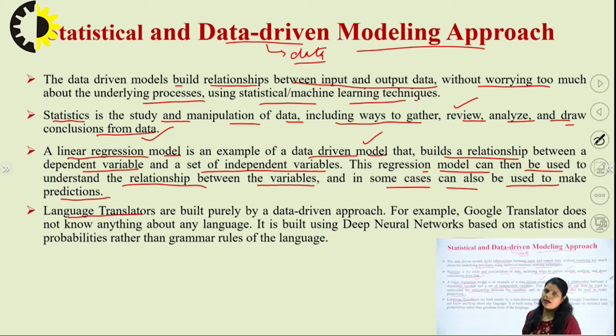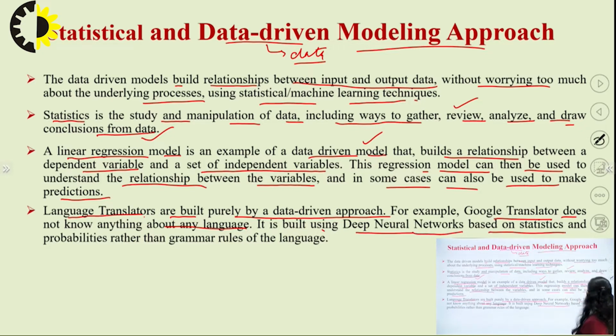Second example of the data driven modeling approach is the language translator. In case of the language translator, these are built purely by a data driven approach. For example, the Google Translator does not know anything about any language. It is built using a deep neural network based on statistics and probabilities rather than grammar rules of the language.